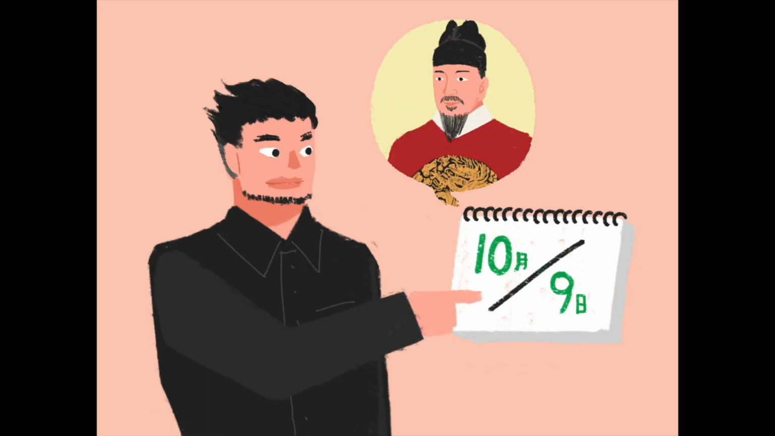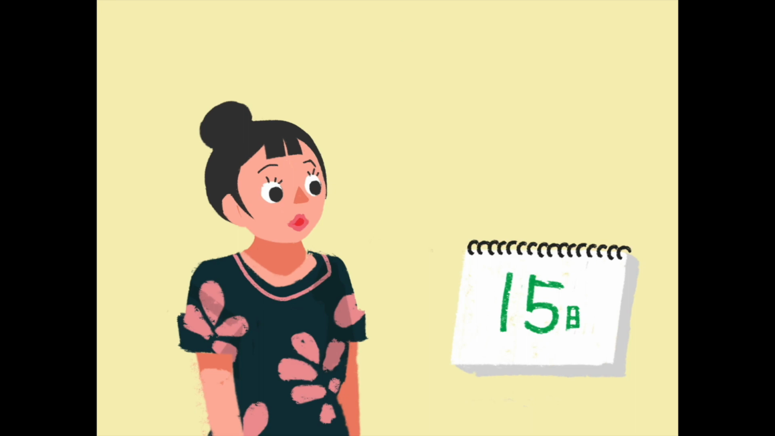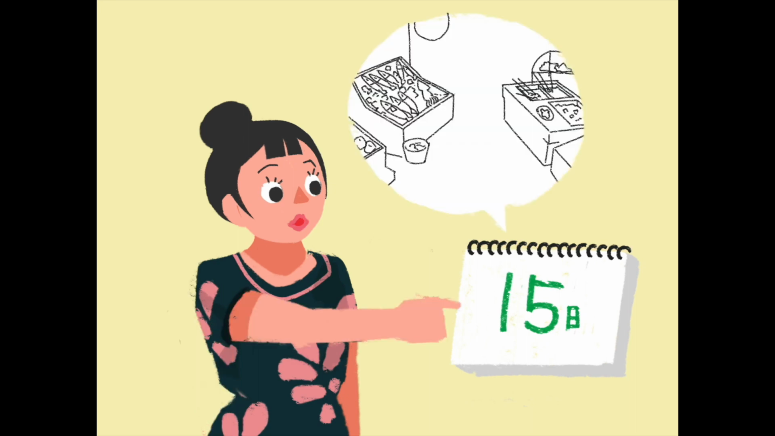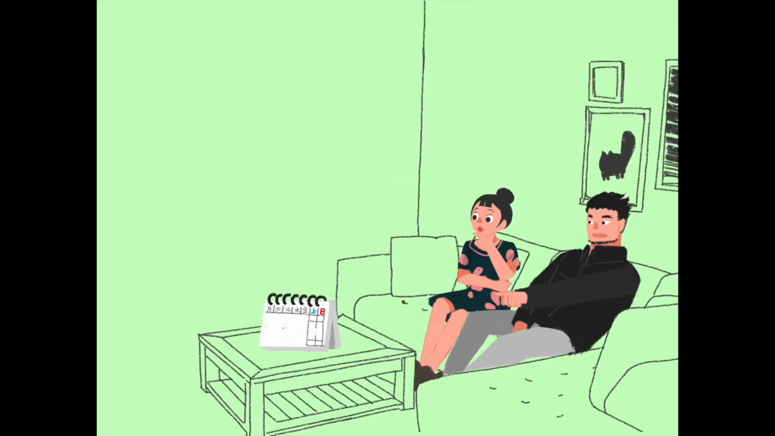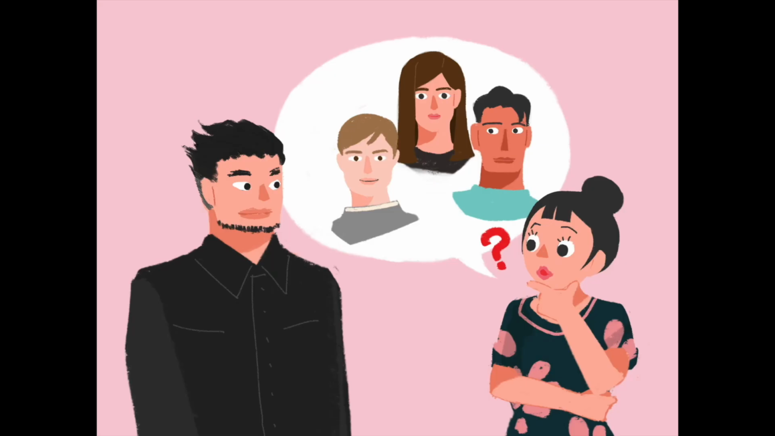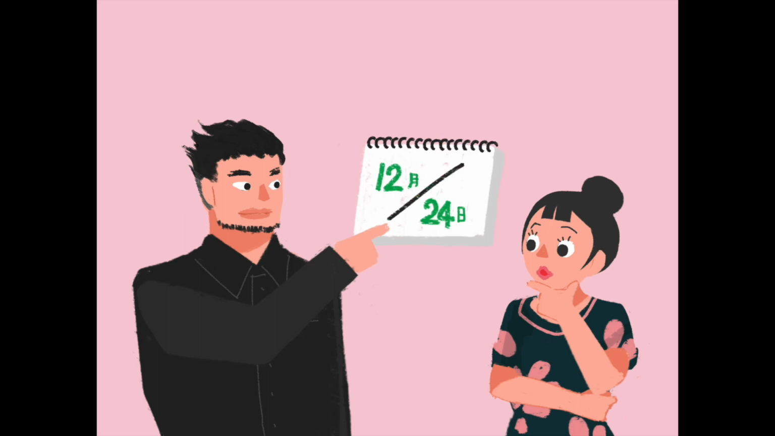10월 9일은 한글날이에요. 전통시장은 15일에 문을 열어요. 오늘은 며칠이에요? 2019년 12월 1일이에요. 친구들은 언제 만나요? 12월 24일에 만나요.